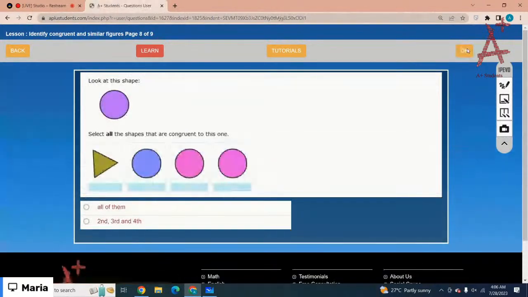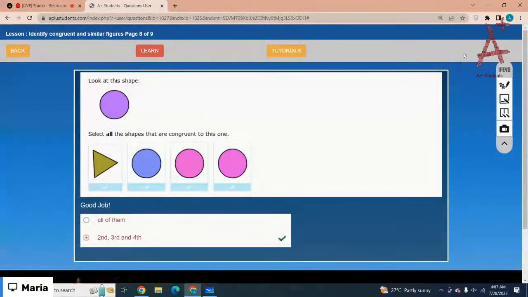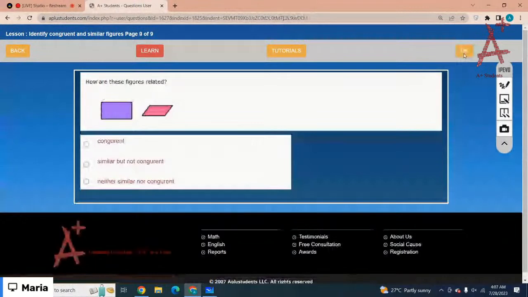Look at this shape. Select all the shapes that are congruent to this one. So which is the correct option? The correct option is second, third, and fourth. How are these shapes related? They are neither similar nor congruent, right? So the correct option is the last one, neither similar nor congruent.